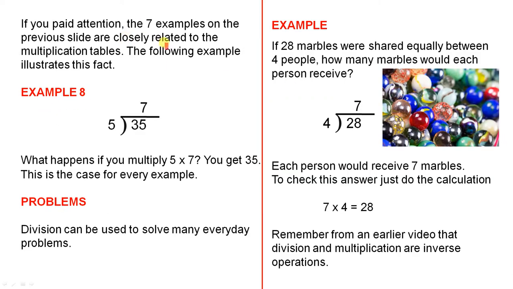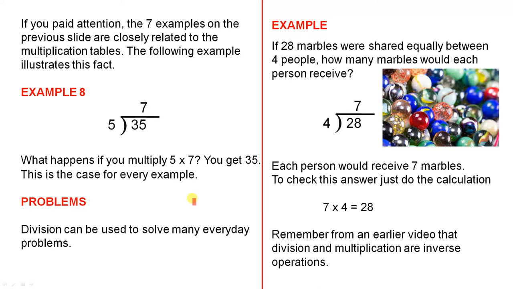If you paid attention, the 7 examples on the previous slide are closely related to the multiplication tables. The following example illustrates this fact. So example 8, 5 into 35 goes 7. What happens if you multiply 5 by 7? You get 35. This is the case for every example. So 5 sevens are 35. Can you see now how multiplication and division are inverse operations?